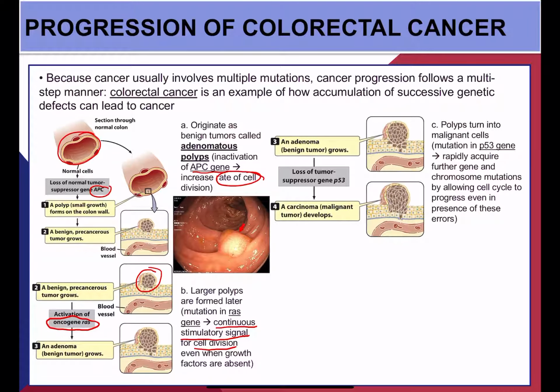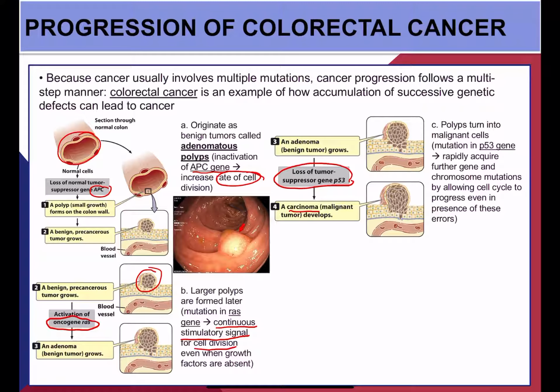Then a third mutation happens. Let's say the very important tumor suppressor gene P53 is now mutated. The polyp now turns into a type of malignant tumor we call carcinoma. So a carcinoma is when cells are starting to change in their morphology. They change in shape and then start to migrate out of their original location.